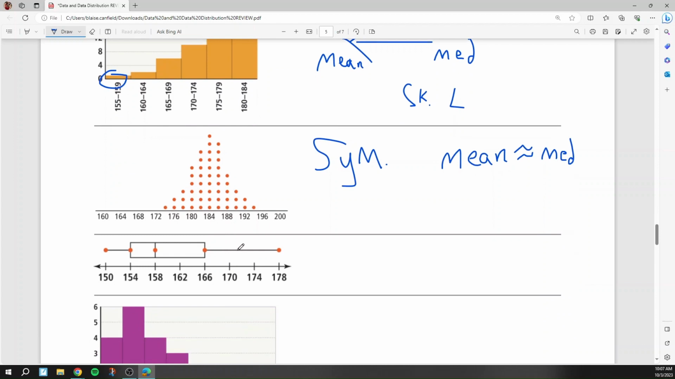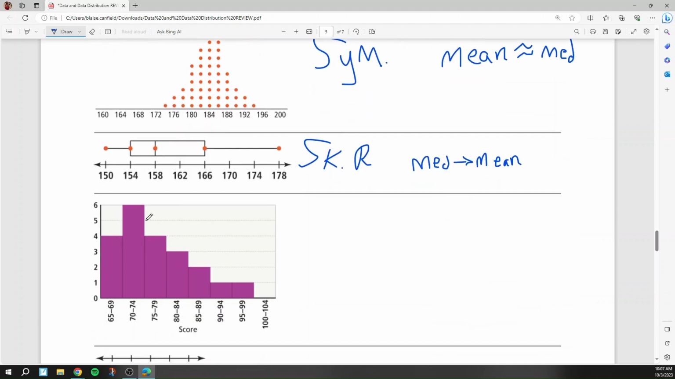And then on our last one, we have a tail that's way longer over on this side, and that's why we say this one is skewed right. And so in that case, the median would be in one place, and the mean would be off to the right of it.